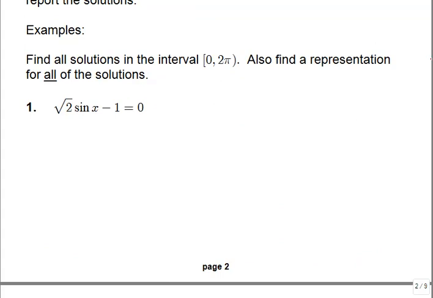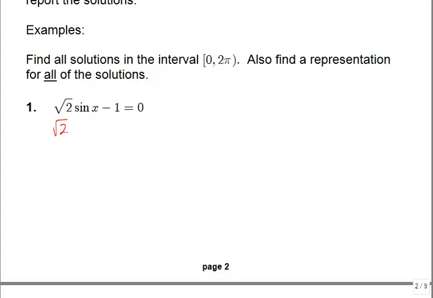So let's see an example. We want to solve the square root of 2 sine x minus 1 equals 0. We want to first find all the solutions in the interval 0 to 2 pi, and we also want to find a representation for all of the solutions. So the first thing we're going to want to do whenever we're solving a trig equation is try to isolate that trig function if we can, which means get this sine of x by itself.